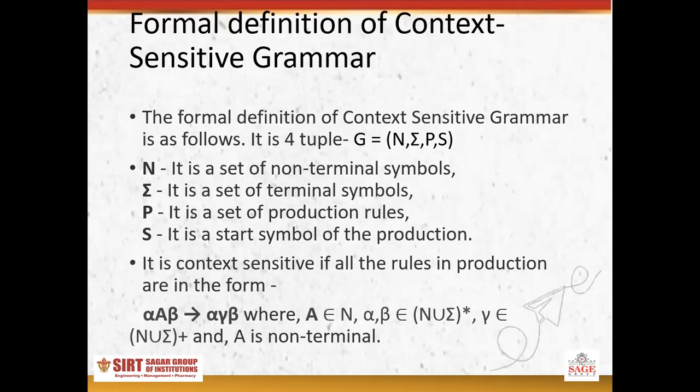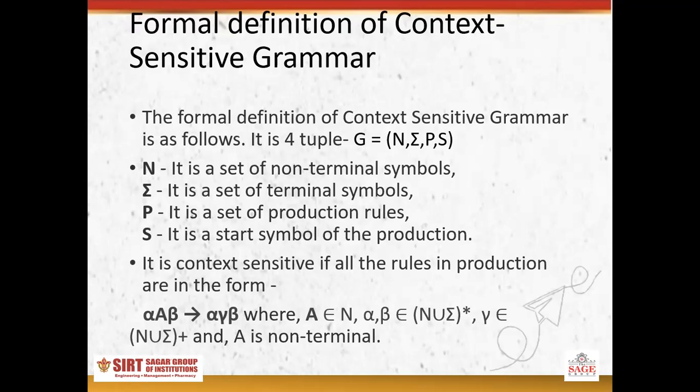Formal definition of context-sensitive grammar. The formal definition of context-sensitive grammar is as follows. As previously, we have seen context-free grammar has four tuples, V, T, P, S. As usual, context-sensitive grammar also has four tuples, N, sigma, P, and S, where N represents non-terminal symbols, sigma represents the set of terminals, P represents the set of production rules, and S represents the starting symbol of the grammar.